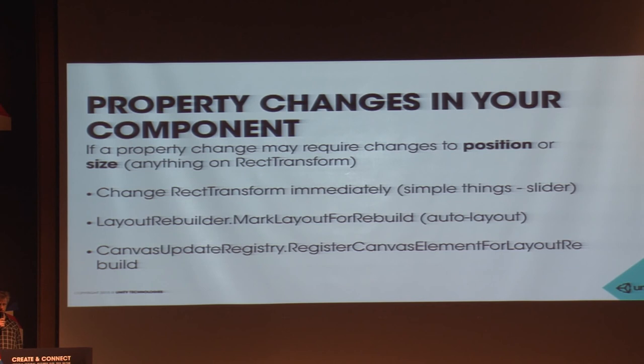If it's something a bit more involved, maybe part of the auto layout system, like a layout group component, then it's better to use a higher level API that comes with the UI system called LayoutRebuilder. This API will call layout specific events on the right UI elements in the right order in order to make sure all the calculations are done correctly. You can also call RegisterCanvasElementForLayoutRebuild on the CanvasUpdateRegistry directly, but this is a rare case. This could, for example, be if you are writing your own layout system as a replacement for the one that comes with the UI system.